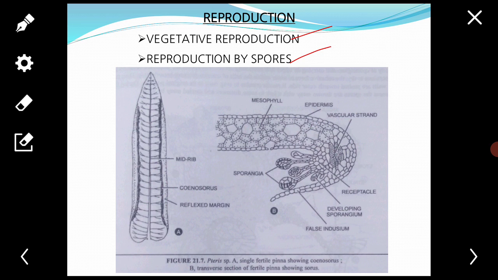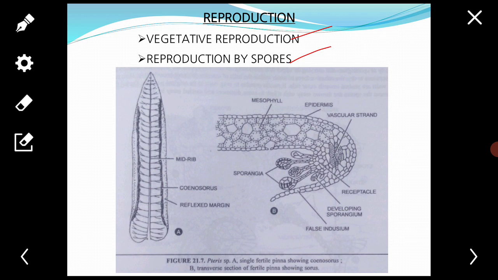It occurs by death and decay of the older portion of the rhizome. When the decay reaches up to the branching region, the two branches become separate and grow as individual plants.